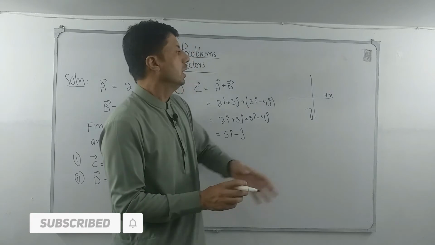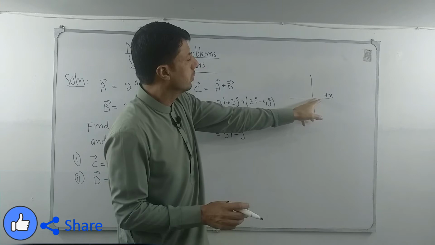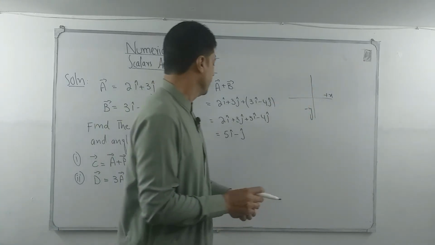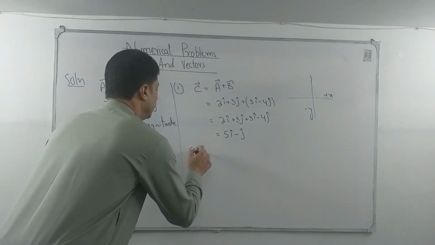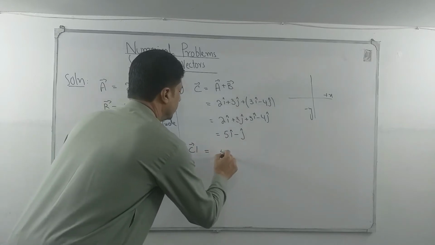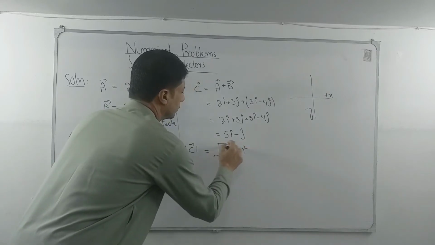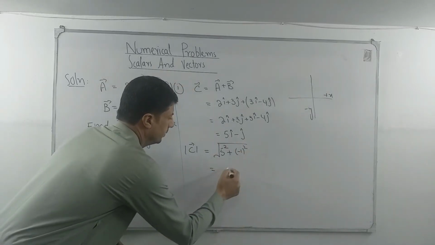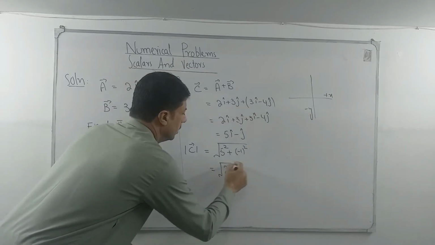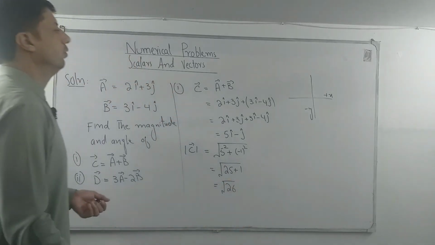So when we get the angle from this equation, we have to subtract that angle from 360. Okay, so first of all we need to find the magnitude of vector C, which is equal to 5 square plus minus 1 square under root. So 5 fives are 25 plus 1 one is 1. Under root 26 is the magnitude of vector C.